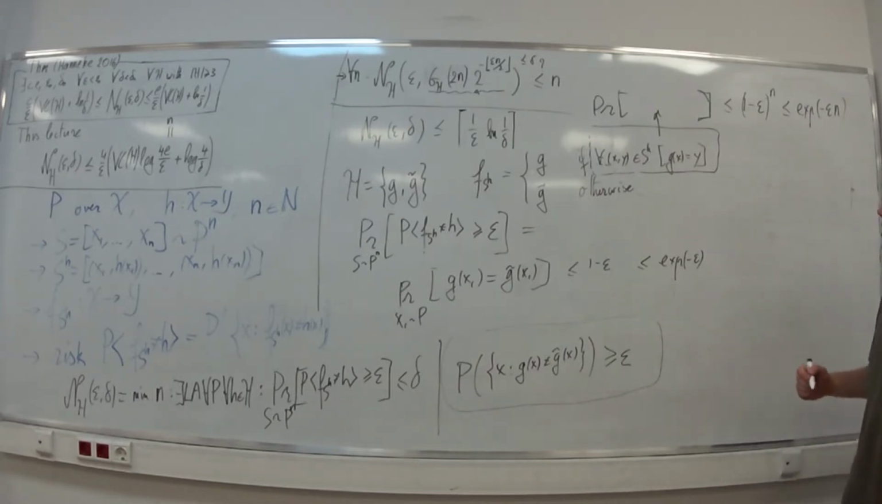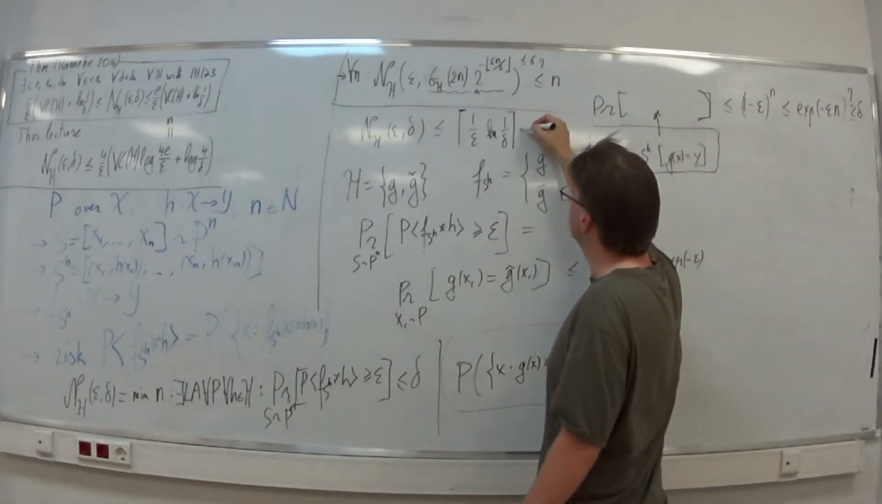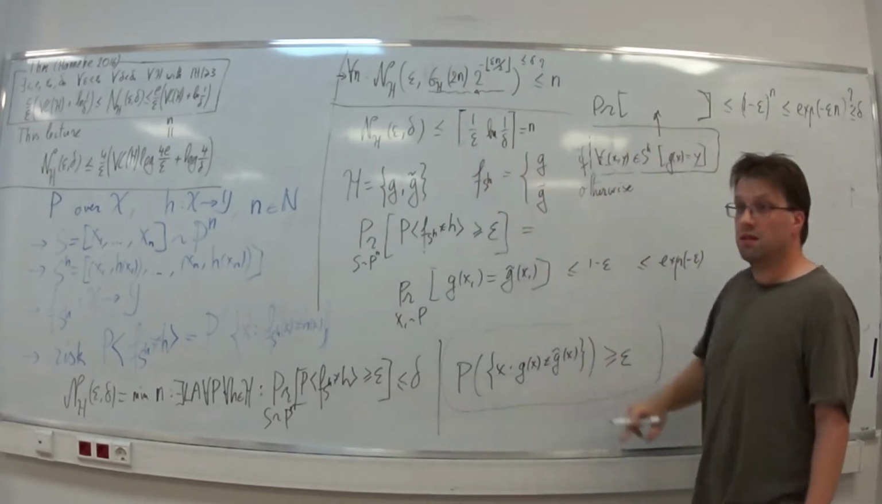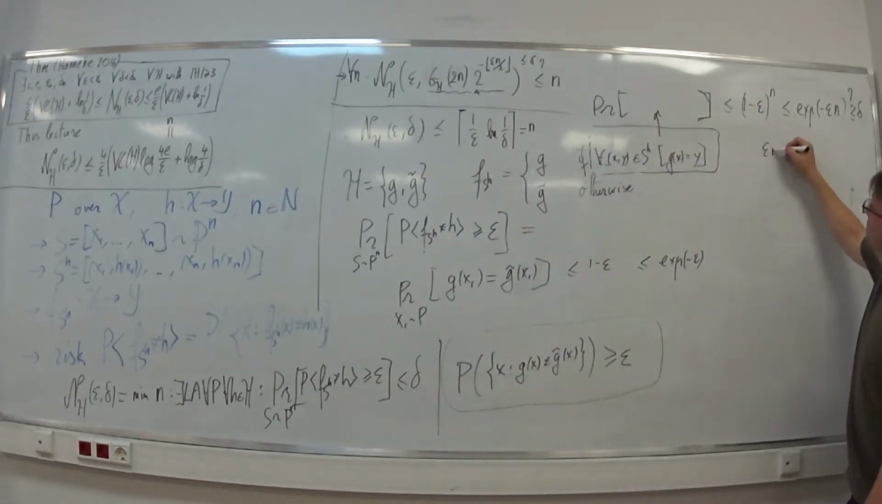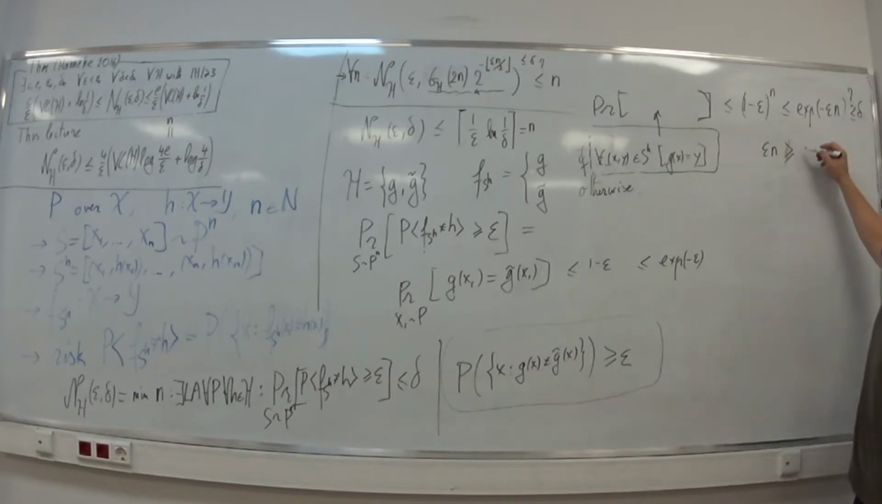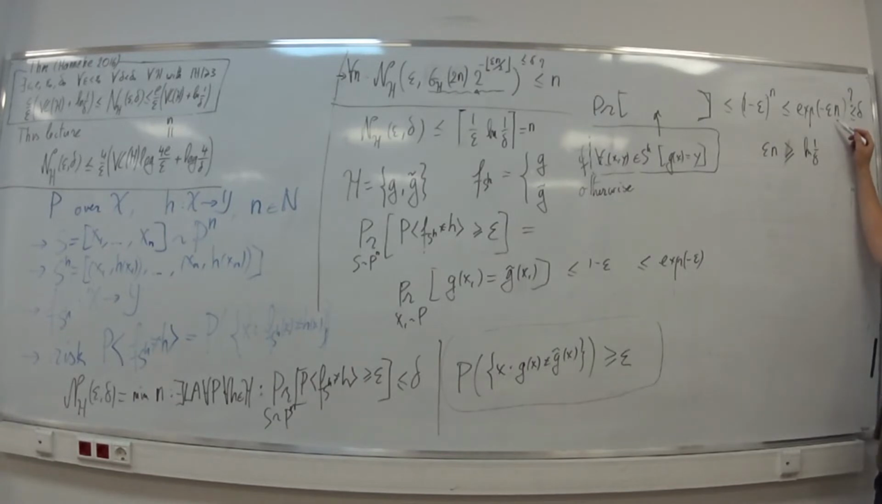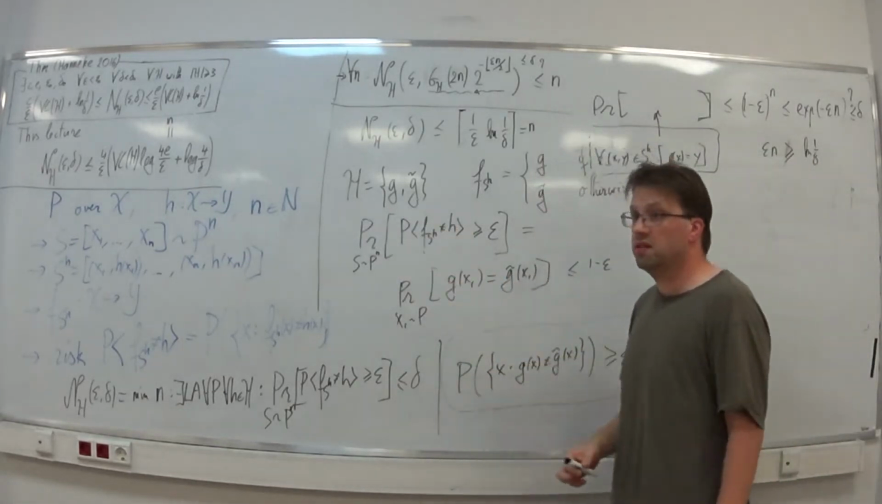So, and then we are done because we want this to be smaller than delta. So I claim if n is large enough, then this inequality is true. How should we choose n? Well, let us set this equal to delta. So then we have epsilon n is bigger than ln 1 over delta, and then it works. So then we are done. Okay, thus for H with two functions.